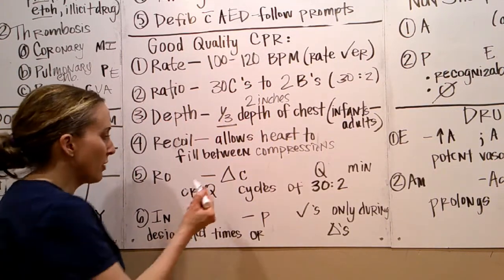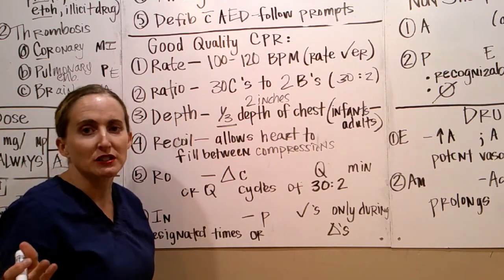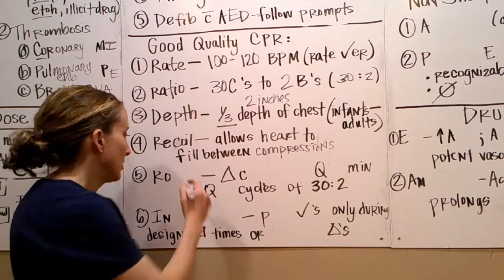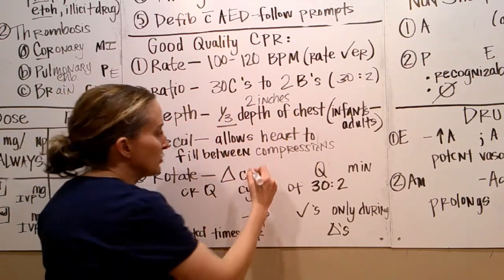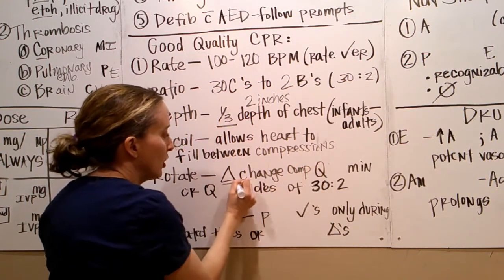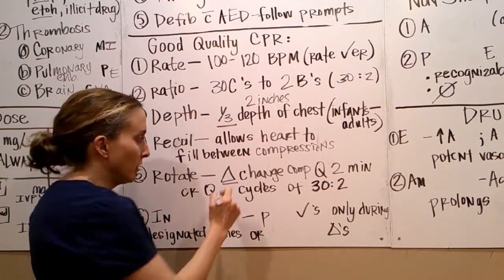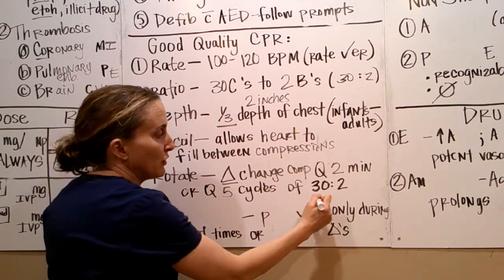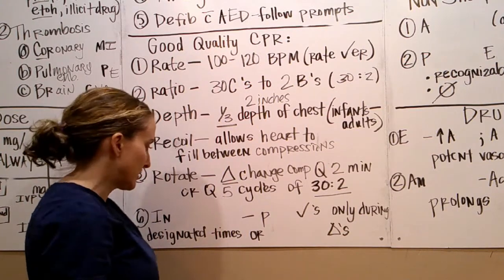Then we also want to worry about our compressors, the people that are doing all the hard work. If you've never done compressions, BLS, whatever, and on a real patient, they are pretty exhausting. And so you need to rotate, okay? So that means we change our compressors, right? We change our compressors every 2 minutes or 5 cycles of 30 to 2. So either 30 to 2 5 times or 2 minutes on the clock, whichever is the easiest.